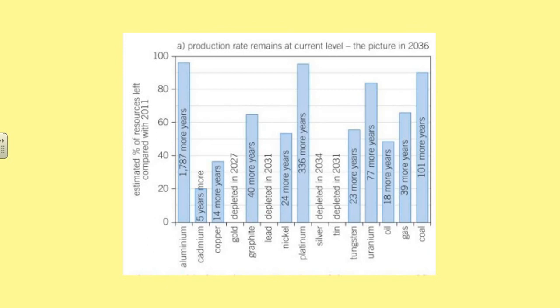Now I don't know for sure if current data would tell us the same here, but we're certainly very low on resources like gold and lead and silver and tin. Now that's just showing if we carry on using it at the rate we are currently.